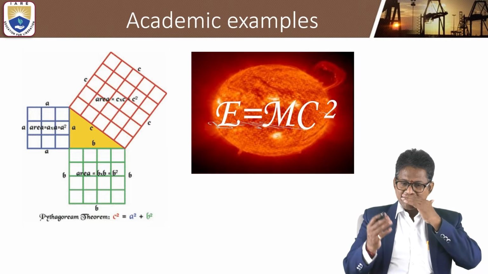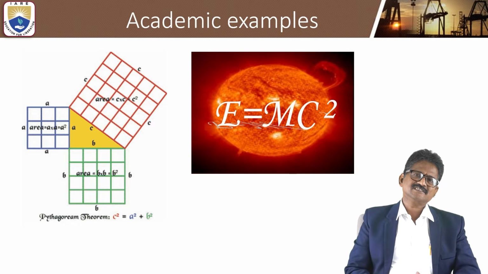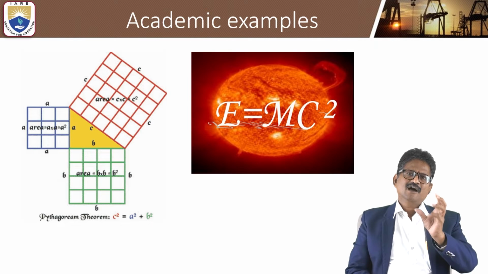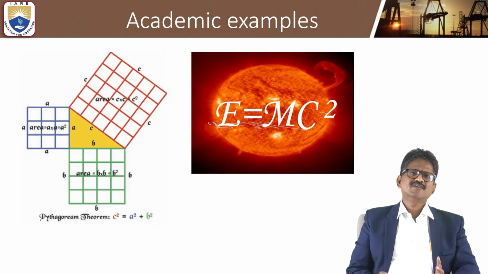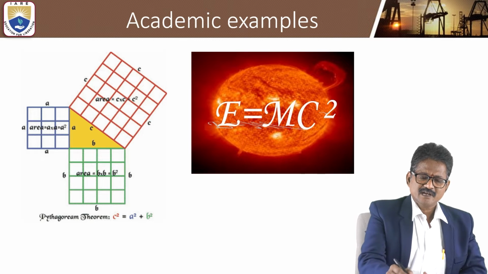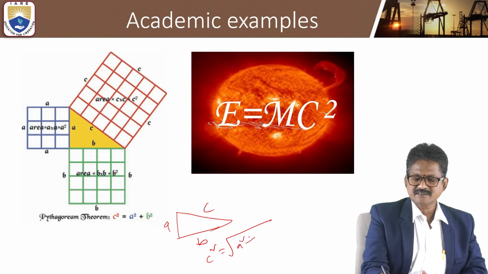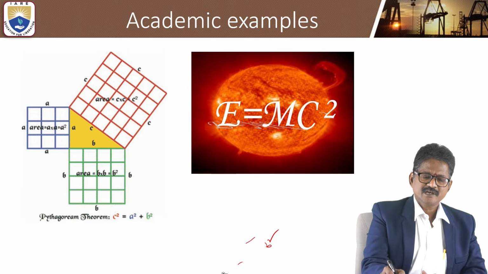Coming to the academic principle, Einstein, E is equal to mc square. Everybody has studied this theoretically in physics. After that, how can they put Einstein's theory together with the Pythagoras theorem? That equation is c square is equal to a square plus b square. This is a triangle with sides a, b and c. So c square is equal to a square plus b square. Like that, even this Pythagoras theorem can be generated in different ways.